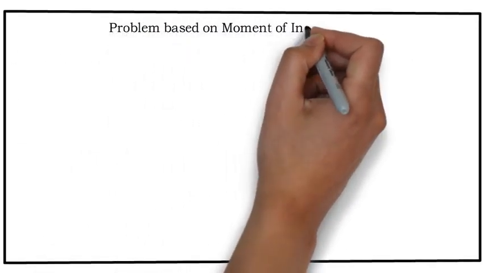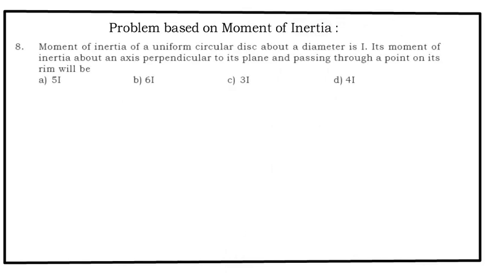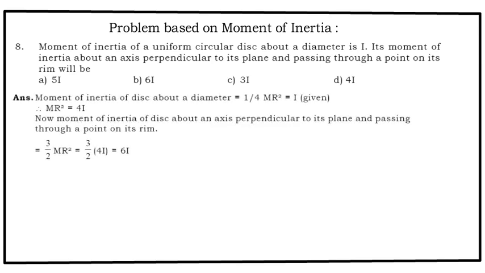Problems based on moment of inertia. The moment of inertia of a uniform circular disc about its diameter is I. Its moment of inertia about an axis perpendicular to its plane passing through a point on its rim will be? They are talking about an axis perpendicular to its plane and tangent to the rim, that is I_T1. How would you do it?